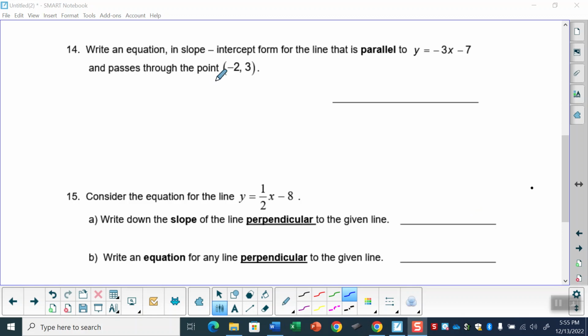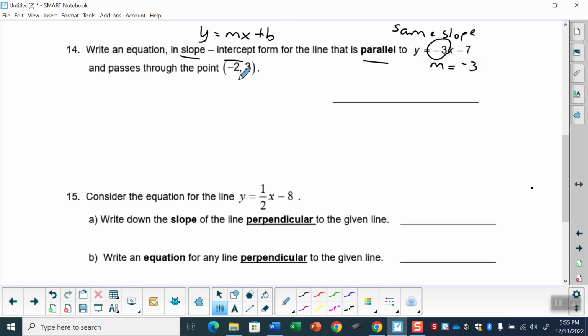Okay, so number 14, we are writing an equation and we're going to do it in slope-intercept form, which is y equals mx plus b. And then we want it to be parallel to this line. So that means we want it to have the same slope. All right, so that means the slope is going to be -3, right? Because here's the slope. So our line is going to have a slope of -3.